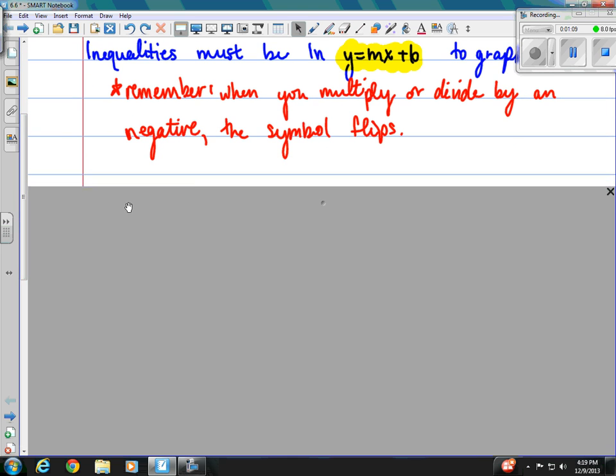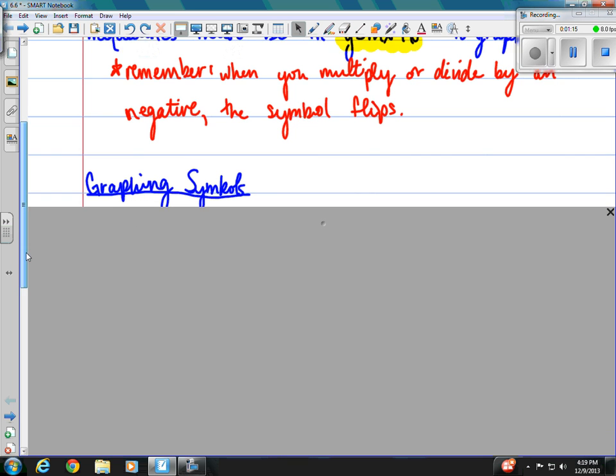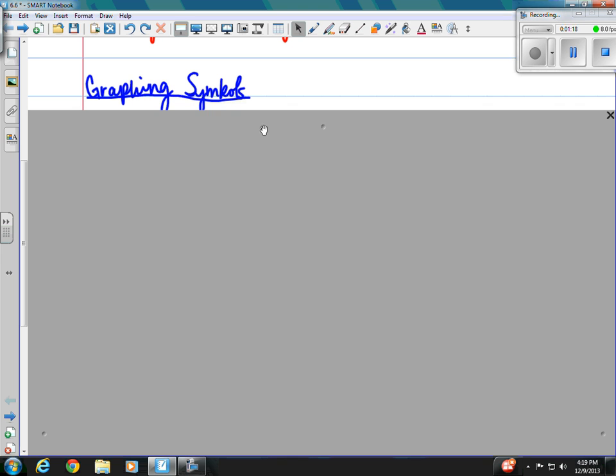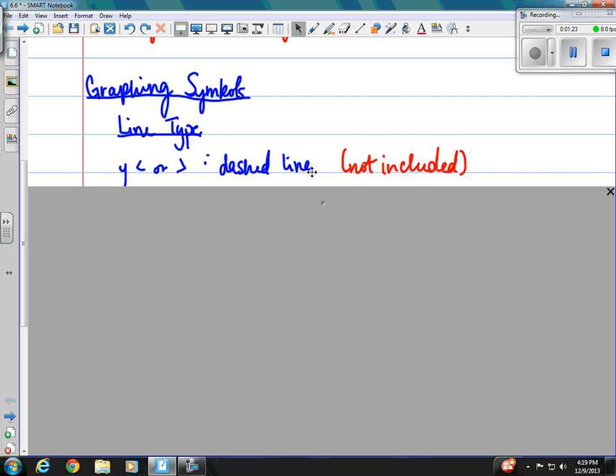Now, inequalities graph a little bit differently than equations. There's a couple of symbols we need to go over. So, graphing our symbols. The very first thing it does is it changes our line type. We have our first line, which is y is less than or greater than. If you notice, these inequality symbols don't have lines under them, so that means it's a dashed line because that line's not going to be included. It's equivalent to an open circle when we did those on number lines. So if it's less than or greater than, it's a dashed line because it's not included.